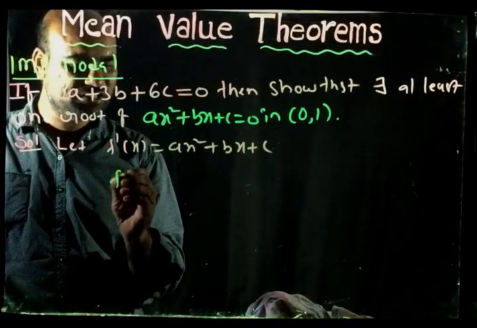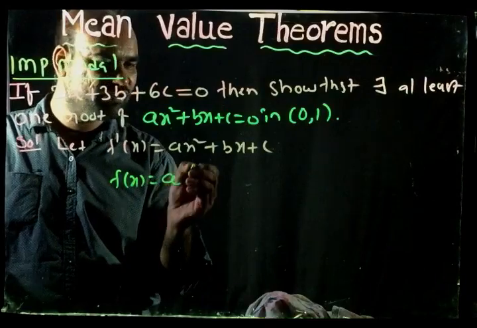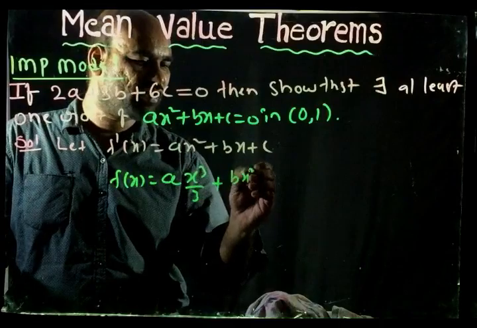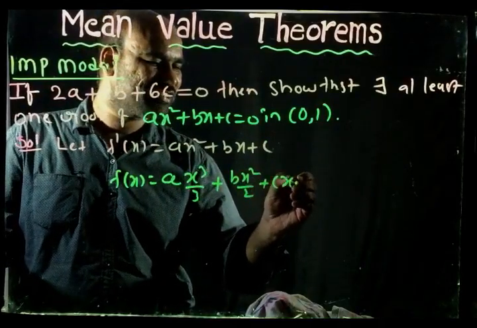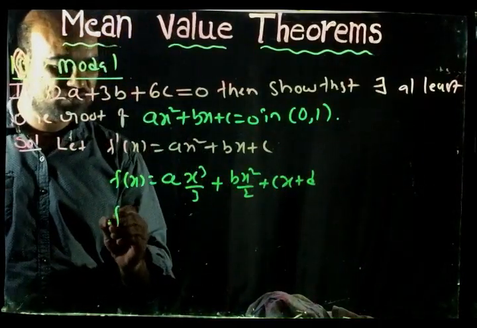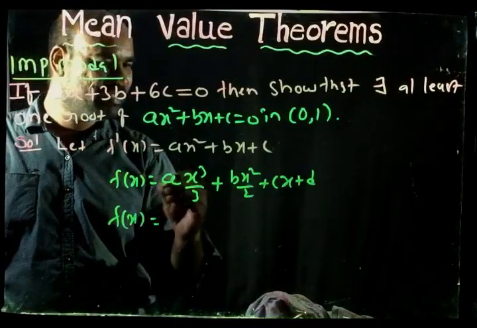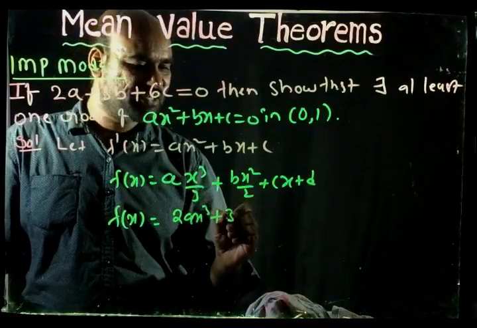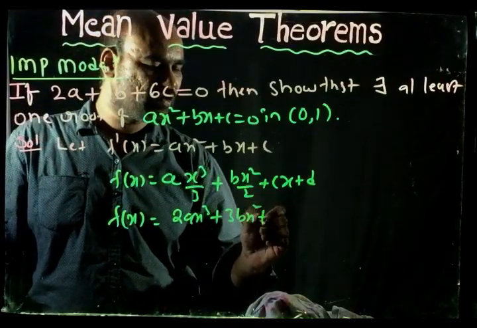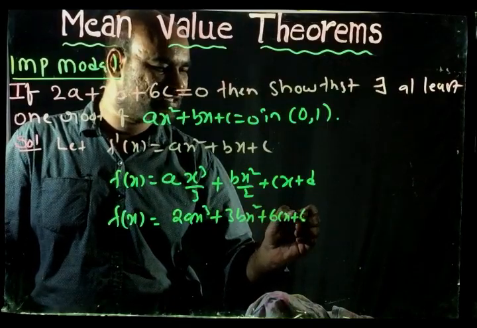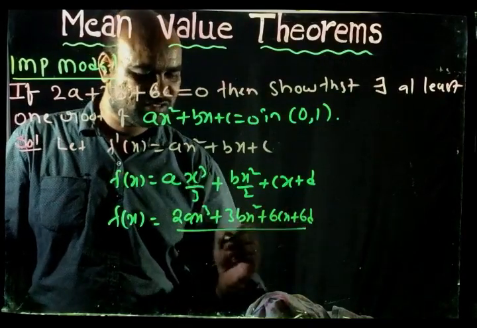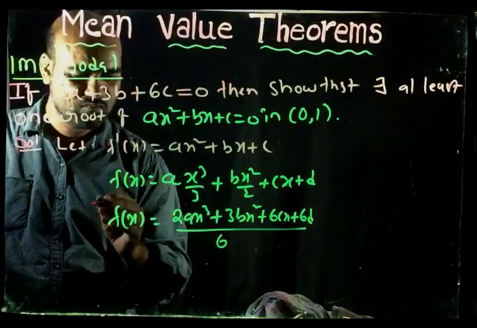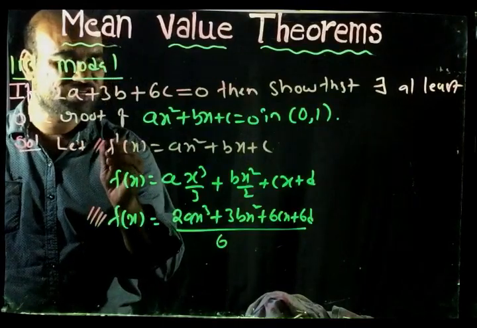Already explained. f(x) is equal to a into the integration of x², x³ by 3, plus bx² by 2 plus cx plus some constant d. So f(x) equal to, LCM is 6, (2ax³ plus 3bx² plus 6cx plus 6d) by 6. So this is f(x), and this is f'(x).